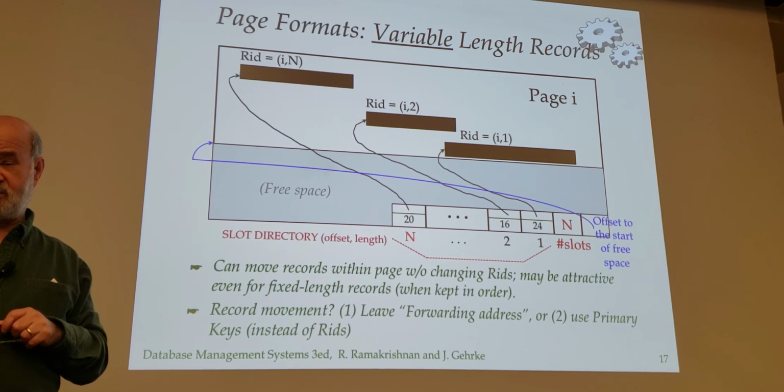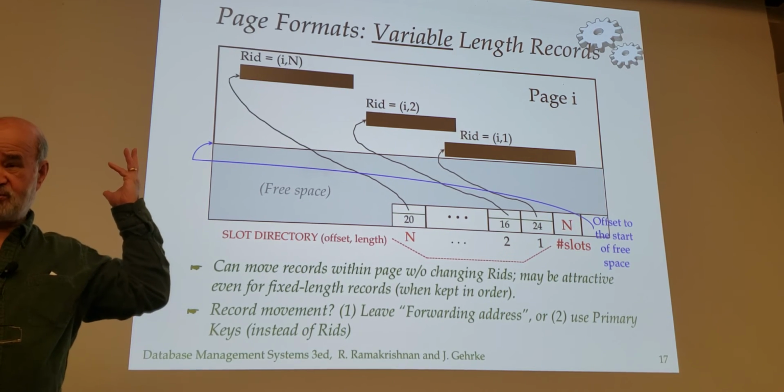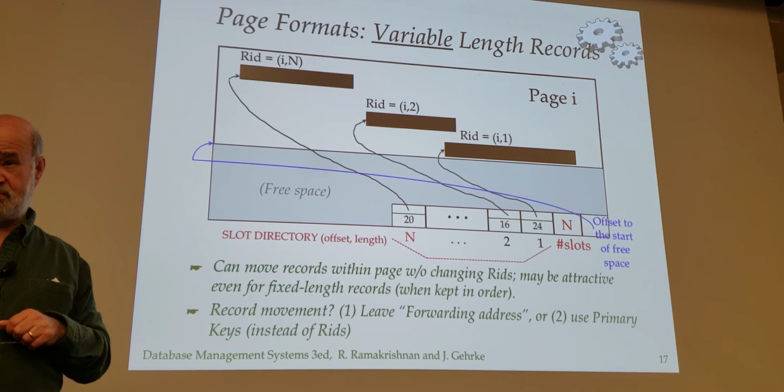And put record 2, assuming there's enough space for it, at the end of the record space that's in the page. Having done that, I have to change the offset for all the things that were after record 2. I have to change the offset for record 2. I have to change the length for record 2.